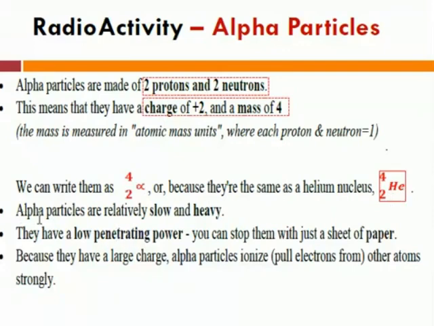Alpha particles are relatively slow and heavy. They have a low penetrating power. You can stop them with just a sheet of paper. Because they have a large charge, alpha particles ionize or pull electrons from the atoms strongly.